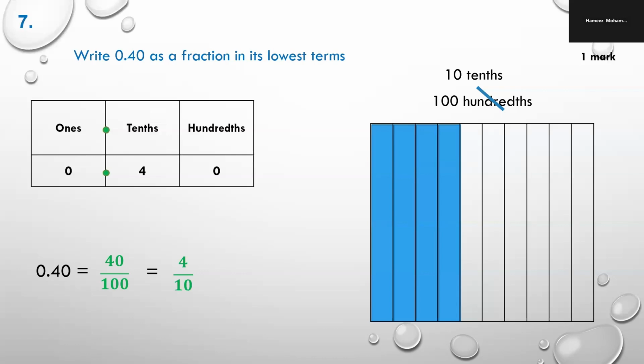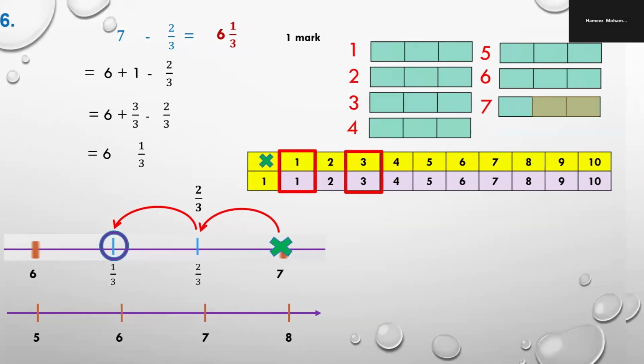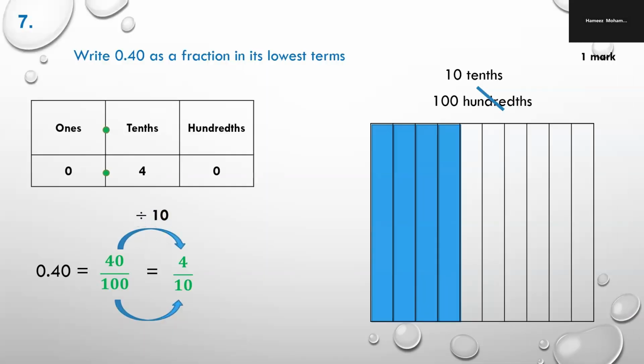Some people prefer to work from 40 over 100 and say whatever we do on top, we do below. So we divide by 10 on top. 40 divided by 10 is 4. So 100 divided by 10 is 10. So we get 4/10. Is that in its lowest terms? Well, if we look at 4 and 10, both of them are even numbers. So they may be able to get even smaller.